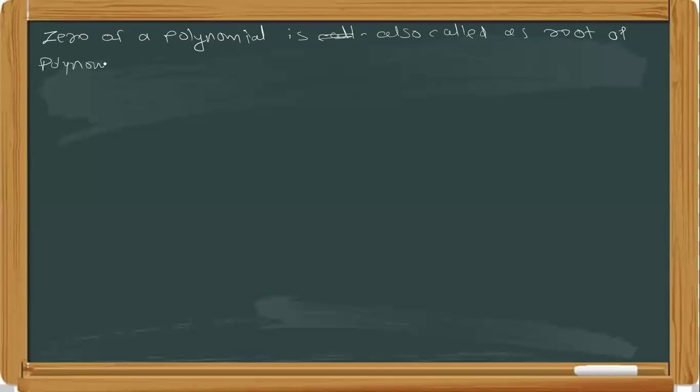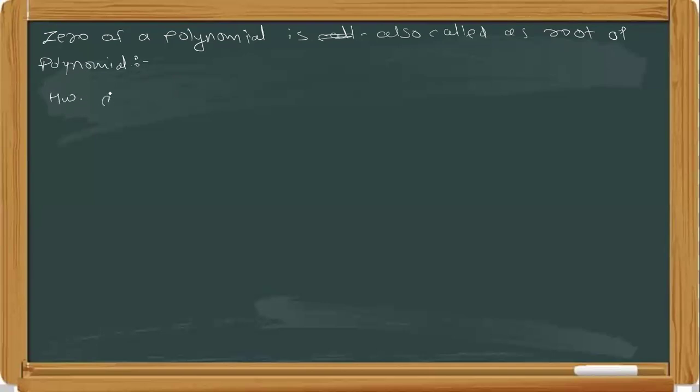Okay, so we were discussing zeros of a polynomial. A zero of a polynomial is also called a root of the polynomial. Understood? Okay.